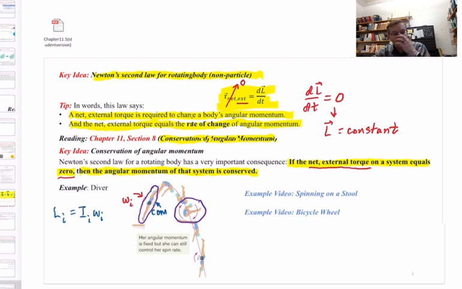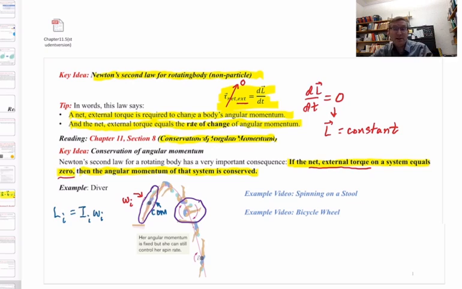Well, it turns out that the diver's angular momentum about the axis through the center of mass cannot change. It must be conserved. Why? Because there's only one force acting on the diver during the dive, F grav. Where does that force act? At the center of mass. Therefore, how much torque do you get about the center of mass? None, because there's no moment arm.